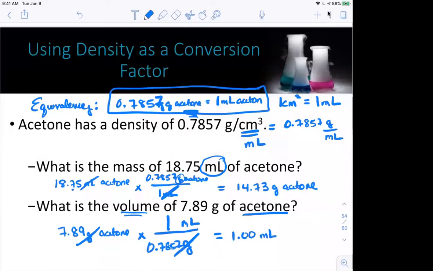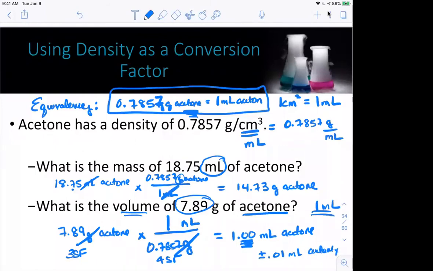1.00 milliliters of acetone. I want 3 sig figs because I'm starting out with 3, which means I have to make those zeros significant. So I'm going to place them after the decimal. I can't just say 1 milliliter because that's only 1 sig fig. I want 3 sig figs, so I'm going to add these zeros to make 3 significant figures. Now this is plus or minus 0.01 milliliter in terms of my certainty, which is much different than if I just said 1 milliliter.